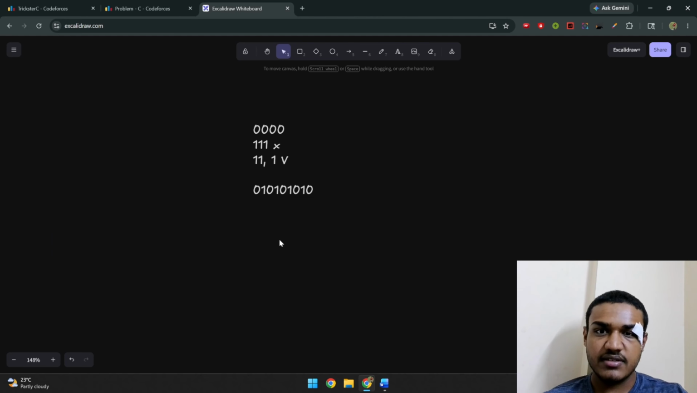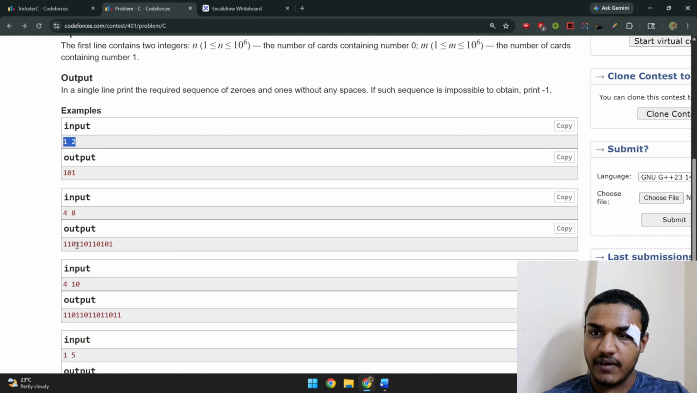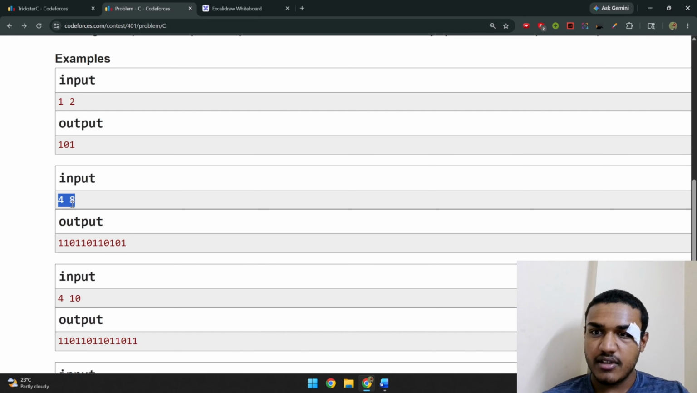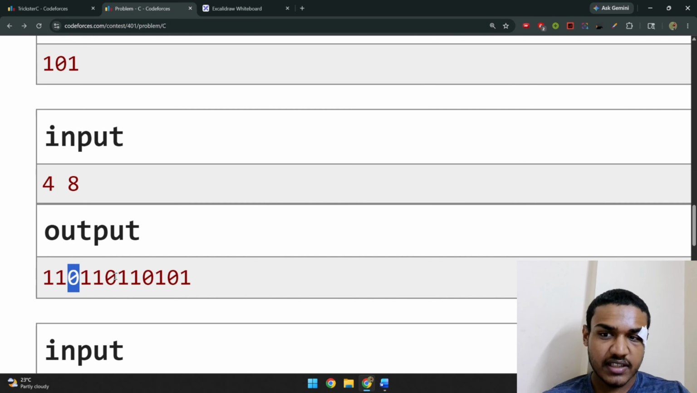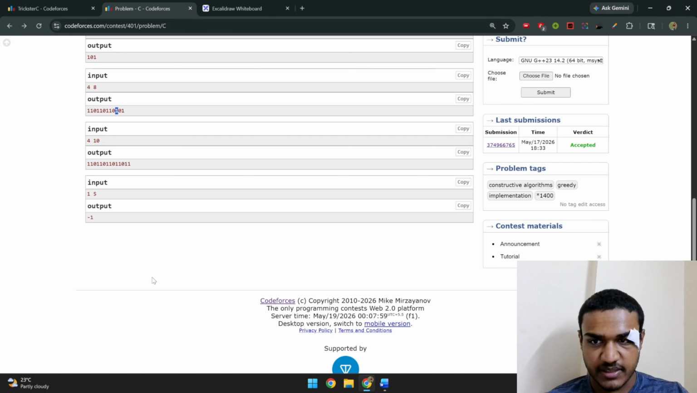Let's quickly delete this, and look at another example, 4 and 8. We see two ones and then 1 0, two ones and 1 0, two ones and 1 0, followed by 1 0 1. Here the zeros are not adjacent to each other, they're separated by ones. There's a case where there are two ones in between, and sometimes one in between. This is something to observe keenly, because it is part of what comprises our solution in the first place.